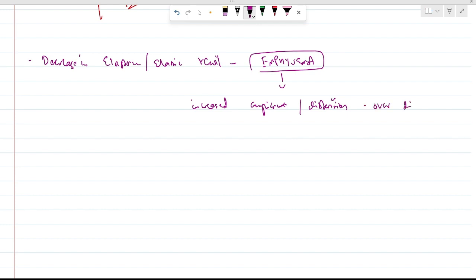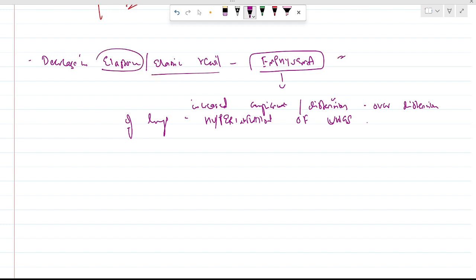It leads to over distension of lungs. In emphysema, it is hyperinflation of lungs. Very simple. Emphysema, decrease in elastance or elastic recoil. The recoiling forces of the lungs are gone. This leads to increased compliance or distension, over distension of lungs, hyperinflation of the lungs in emphysema.